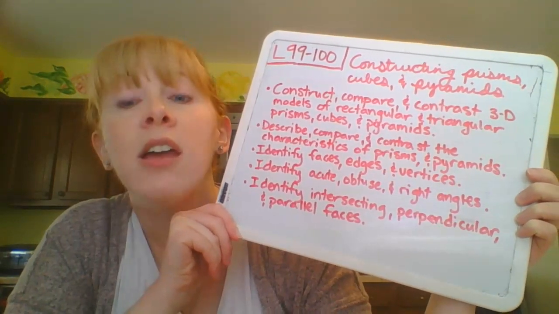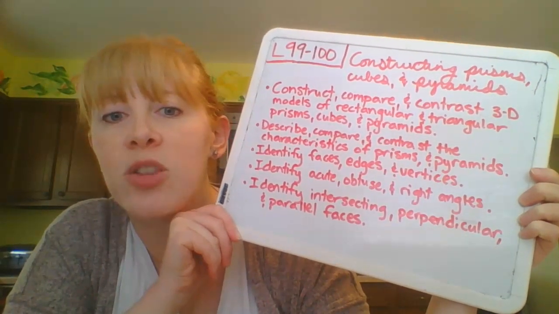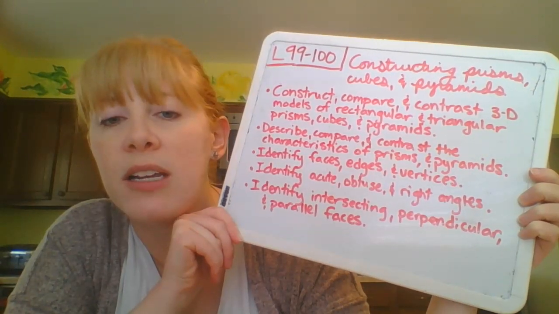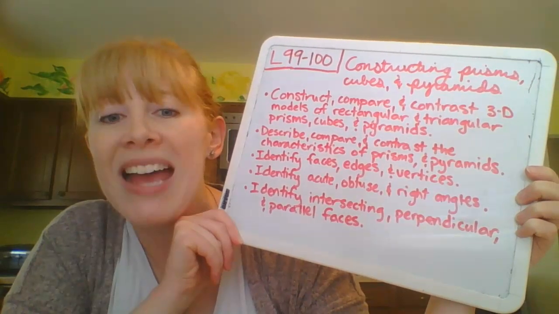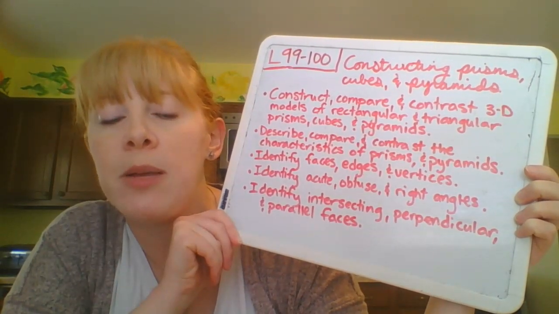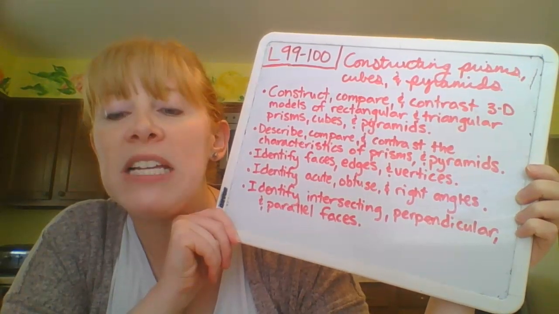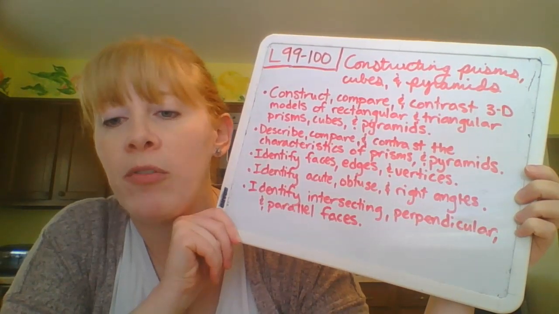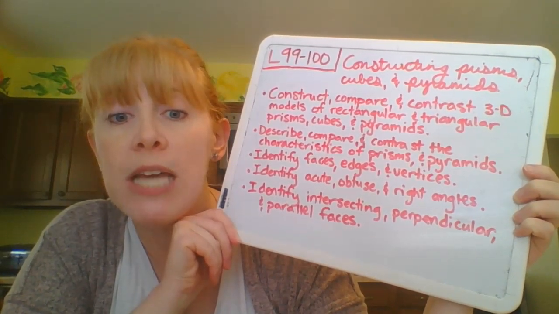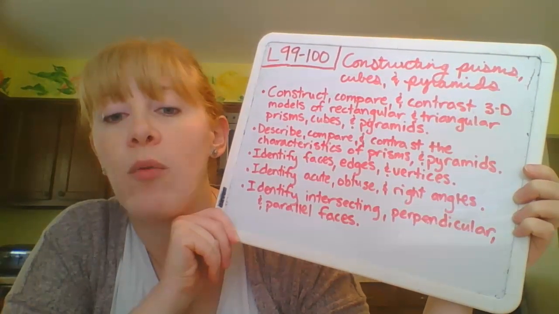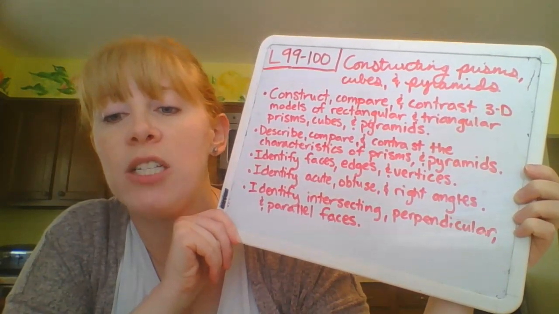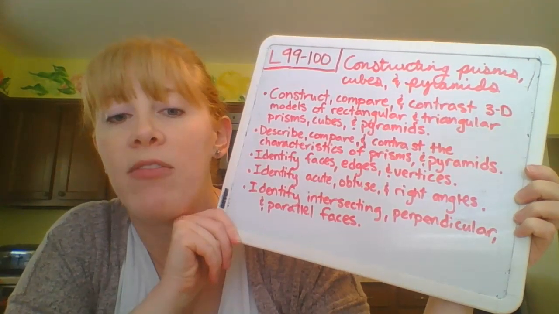The objectives are construct, compare, and contrast 3D models of rectangular and triangular prisms, cubes, and pyramids. Describe, compare, and contrast the characteristics of prisms and pyramids. Identify faces, edges, and vertices. Remember, vertices is just plural for vertex. Identify acute, obtuse, and right angles, and identify intersecting, perpendicular, and parallel faces.